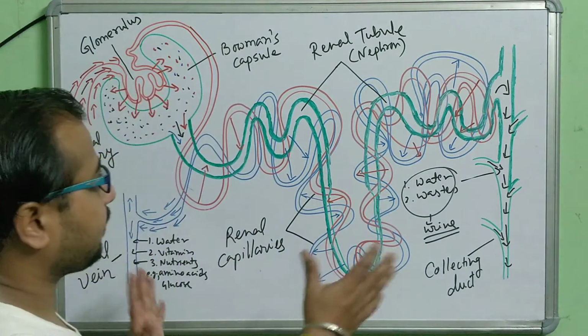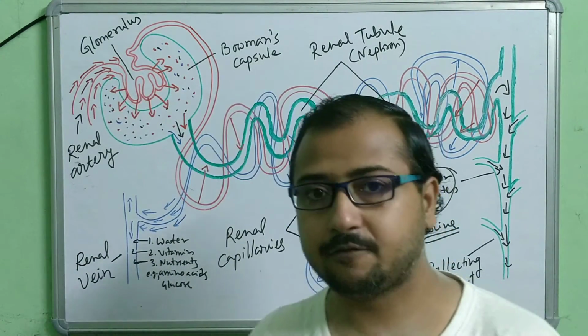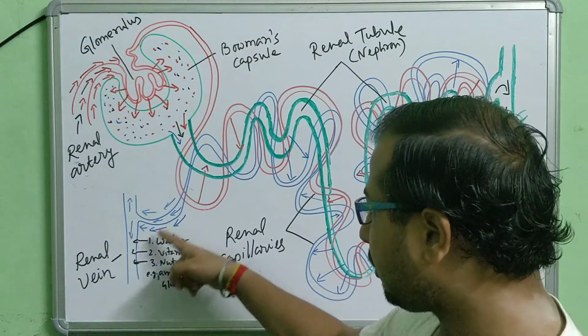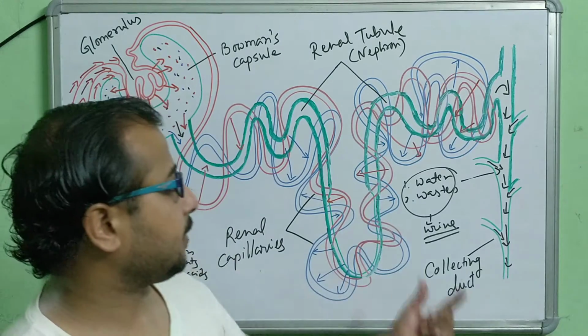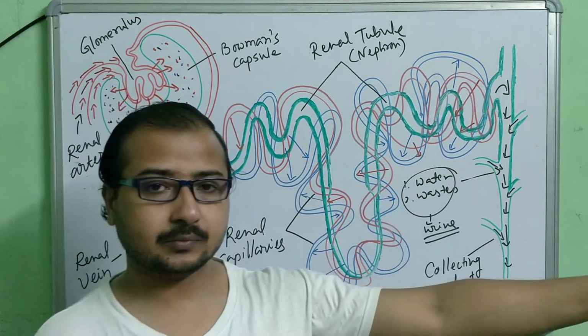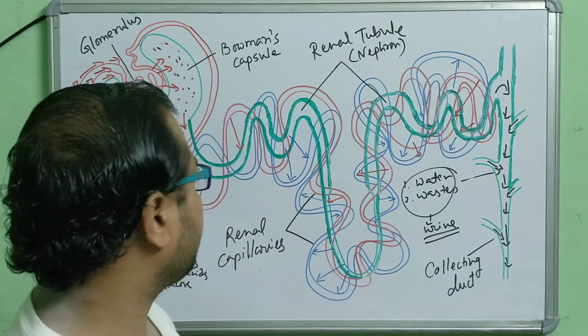Okay, so this is the mechanism of urine production, or you can say blood filtration. So pure blood with all the important nutrients goes back to the body, and the waste forming urine goes out to the bladder, the urinary bladder. Okay, so this is the mechanism.